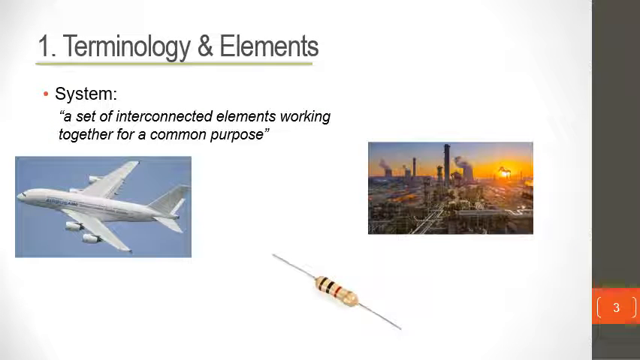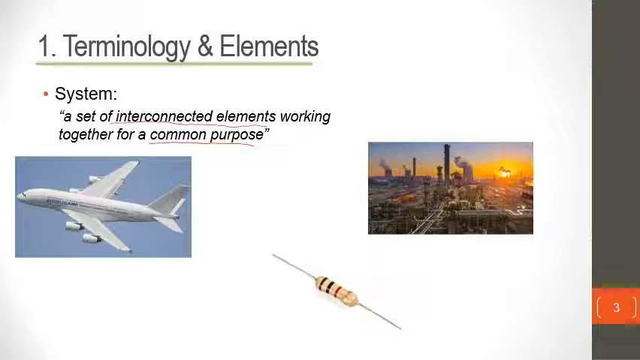So the first thing, before we even talk about control systems, we need to relook at our definition for a system. First of all, what is a system? One of the common definitions is that a system is typically a set of interconnected elements working together for a common purpose. So we see that it has elements and it has purpose.